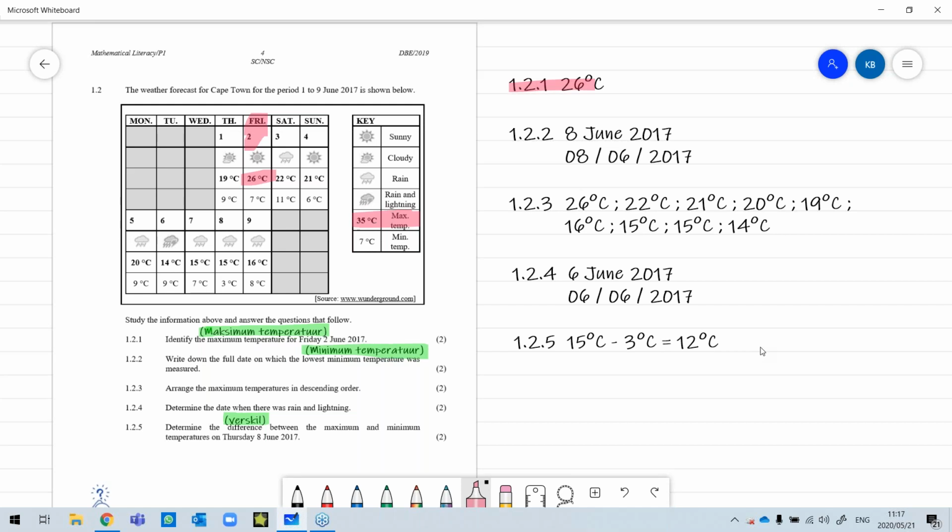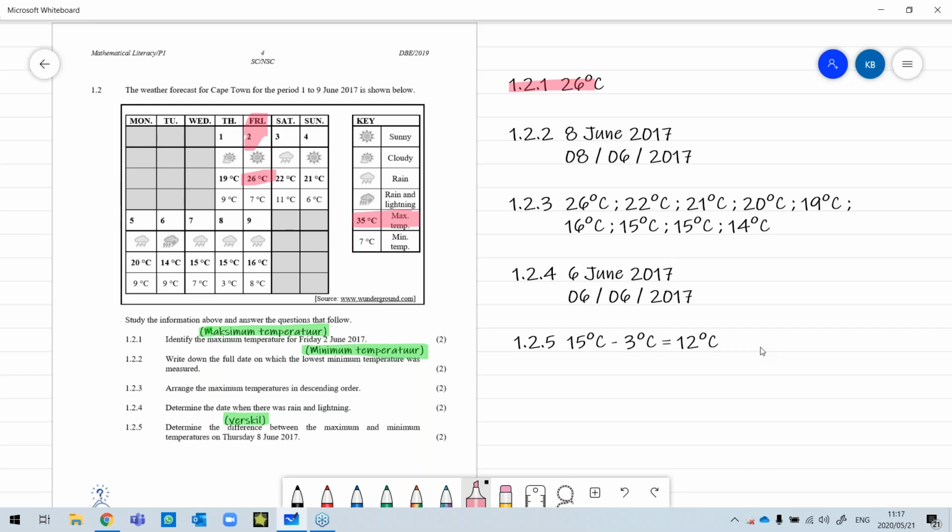Question 1.2.2. Write down the full date on which the lowest minimum temperature was measured. Now, a key word here is full date, guys, volle datum. You cannot simply write the day and the month. You need to include the year as well because that is what a full date consists of. So let's have a look. Die dag op wat die laagste minimum temperatuur was. So let's have a look.